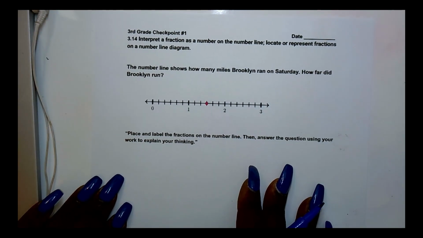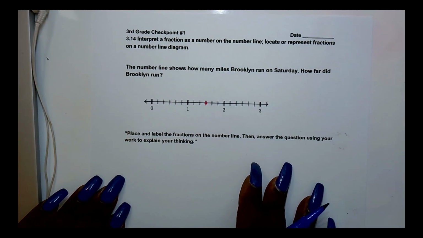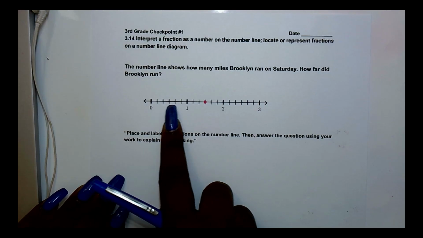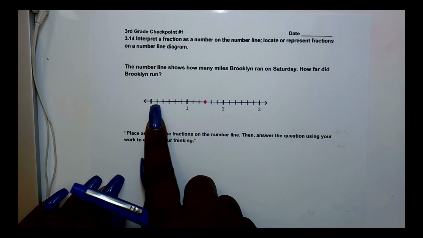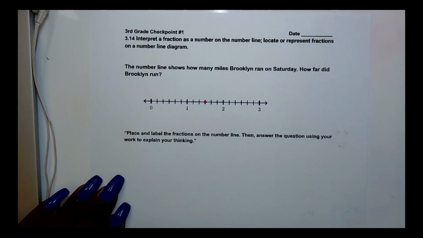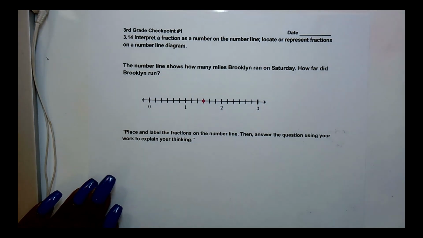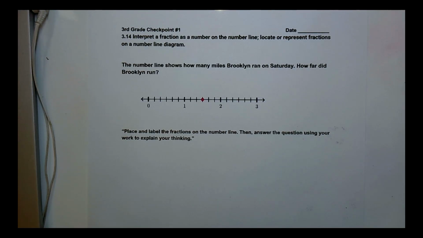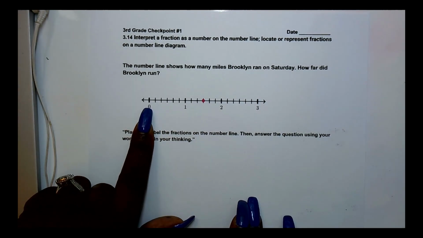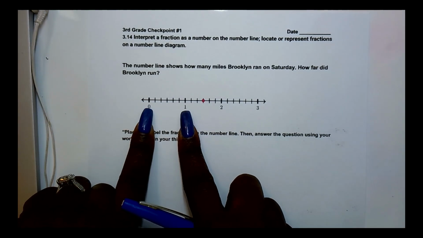Now, this is why students struggle with fractions. They jump straight to labeling. They just start counting these tick marks and just start labeling. And they skip the most important part, which is, the first thing that we need to do is identify the whole. Now, where's the zero? Here's the zero. Where's the one? Here is the one.